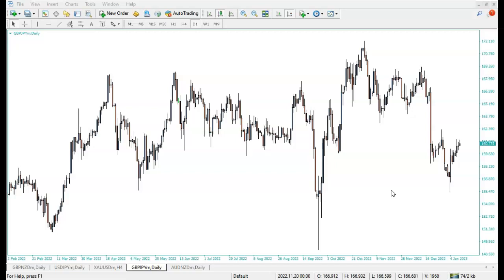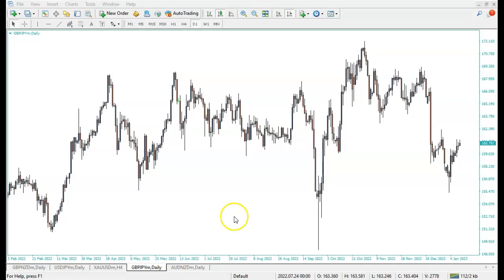So today, what I'm going to do is show you my two favorite Forex pairs, the currency pairs that I trade, and the reason why I trade them. First of all, my first currency pair that I will introduce is the Pound JPY.